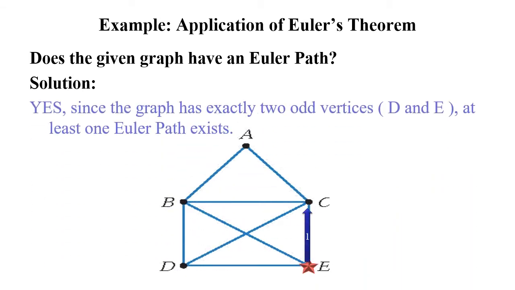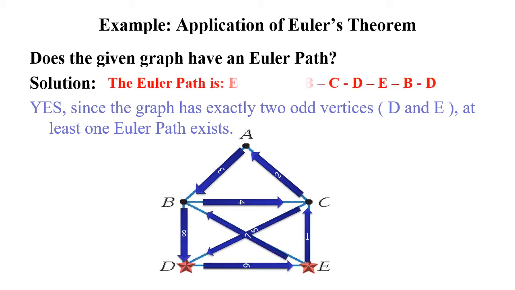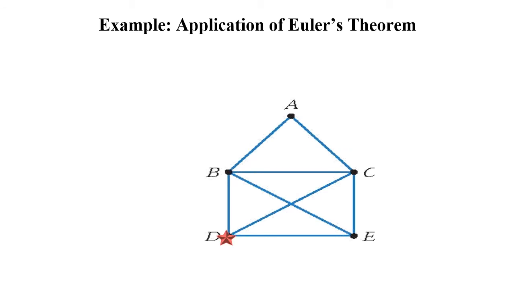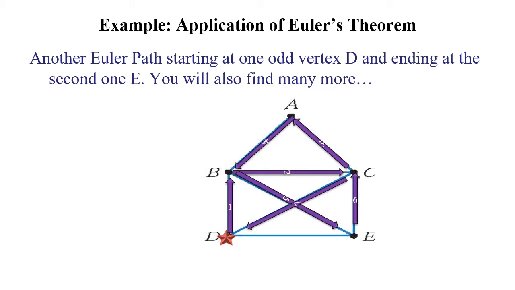So we're going to start at one of them, which is E, and let's see an example of an Euler path. So this is an example of an Euler path, and we can find another one because we said it has at least one Euler path. So for another example of an Euler path, we're going to start at D this time and end at E.